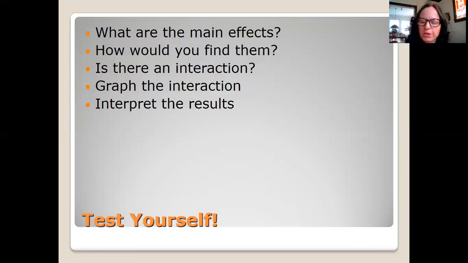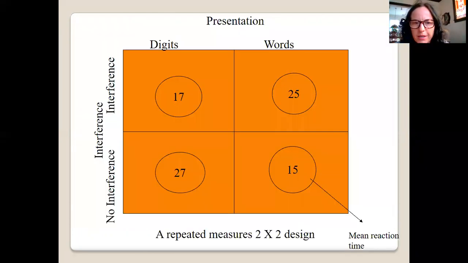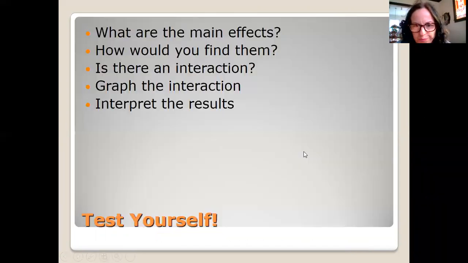Can you interpret the results there? So I want you to go back here and try to figure that out. I'll give you a hint. For the main effects, we're going to want to collapse those 2 for interference. We'll collapse these for non-interference, and then we'll collapse down here for digits and collapse down here for words.